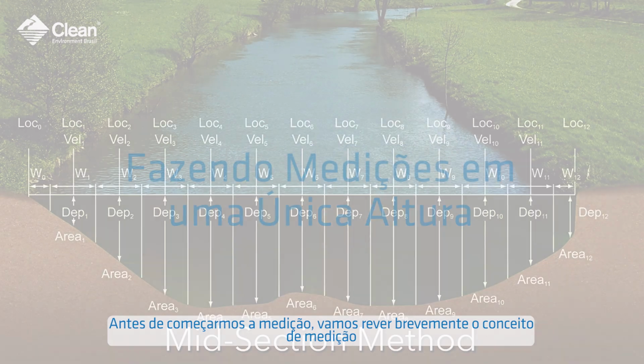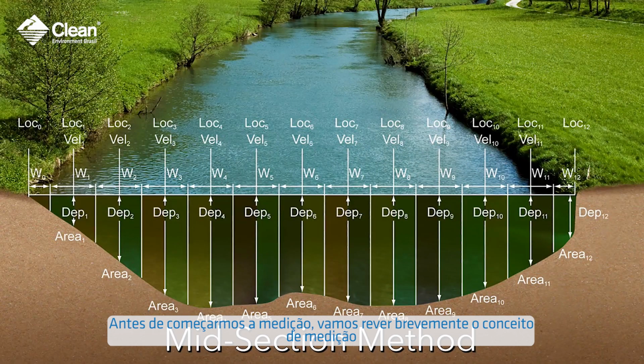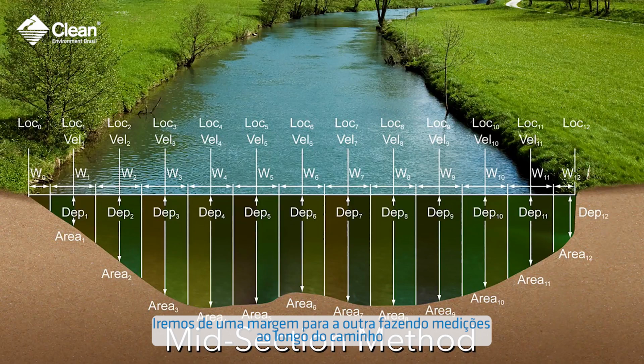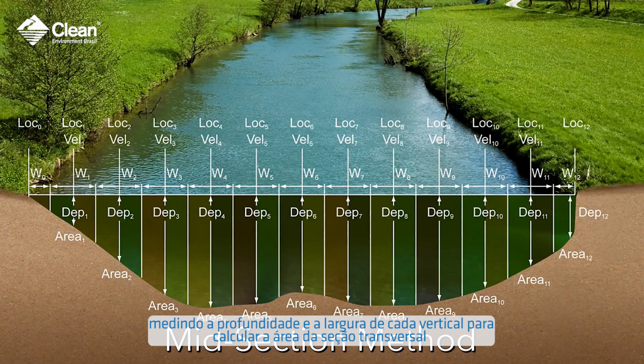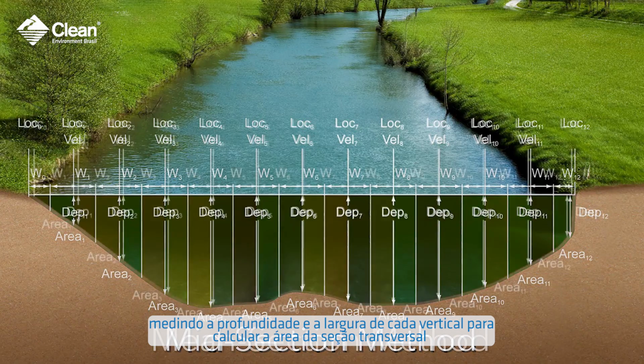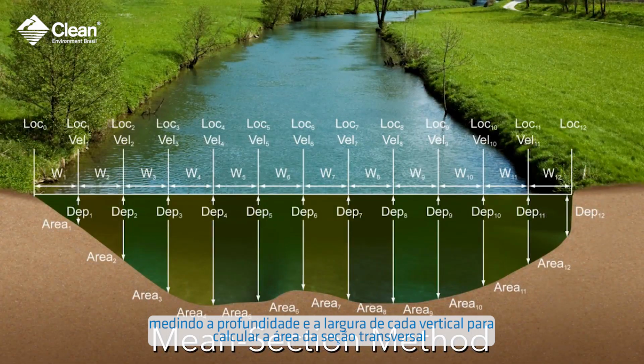Before we begin the measurement, let's briefly review the measurement concept. We will be going from one bank to the other, taking measurements along the way. We'll be dividing the entire measurement section into discrete sections, also called verticals, measuring the depth and the width of each vertical in order to calculate the cross-sectional area.